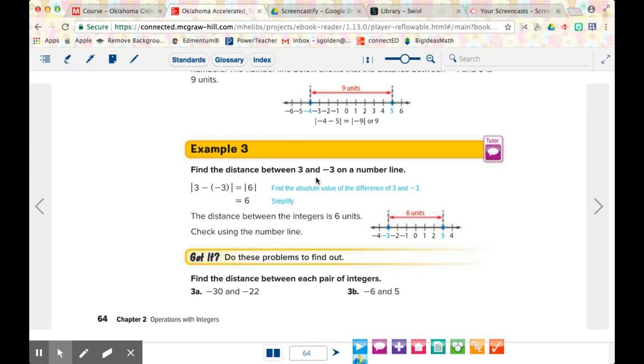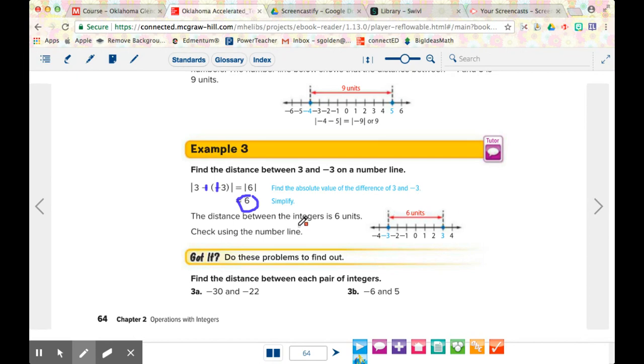So right here, when it says find the distance between two numbers on a number line, we always subtract to do that, because you're finding the difference between those numbers, and difference means we subtract. So we have 3 minus negative 3, and when we use our subtraction rules, keep, change, it becomes 3 plus 3, which is 6, and the absolute value of that is still just 6. So if you look on the number line over here, they even show you from negative 3 all the way to 3 on the number line, it's 6 units.